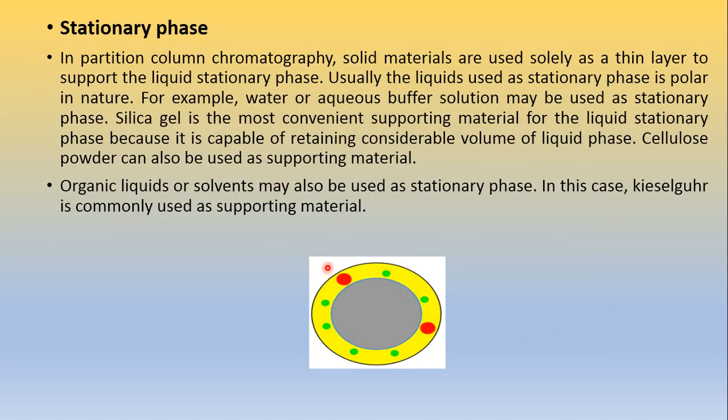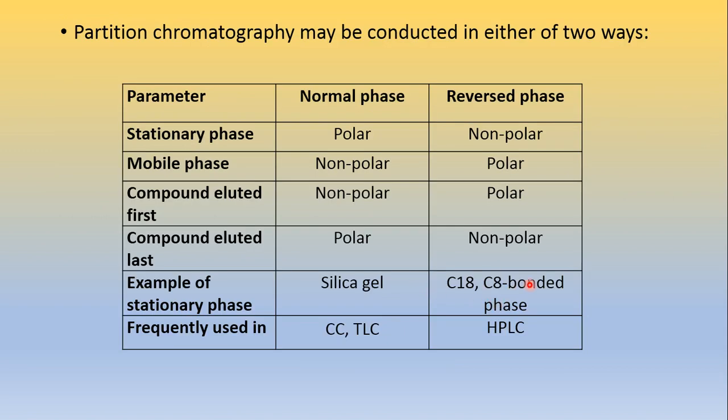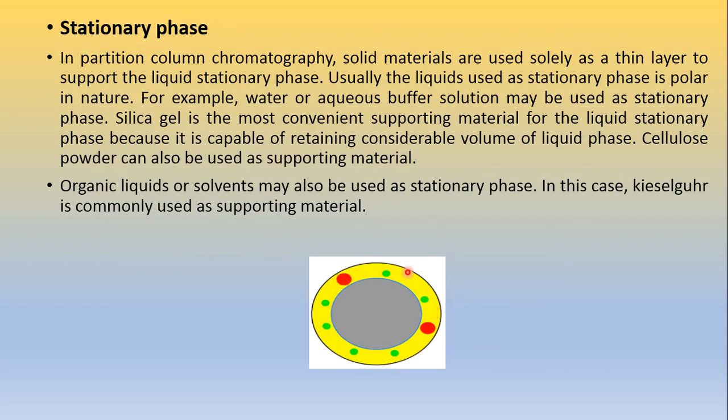So the stationary phase in this partition chromatography, as shown here, we can see that this core particle is a solid inert support which could be silica gel, and it is coated or functionalized with organic moieties like C18 or C8. Here partition takes place where the sample molecules will be solubilized or dissolved in, or partitioned into, this liquid stationary phase.